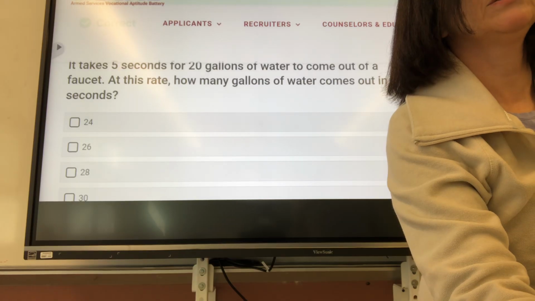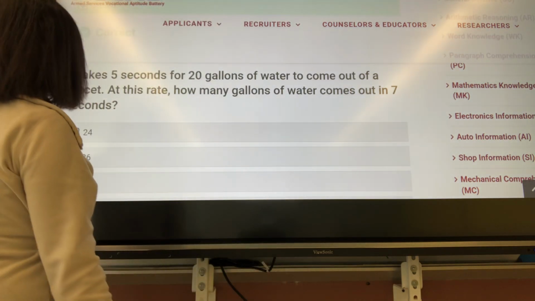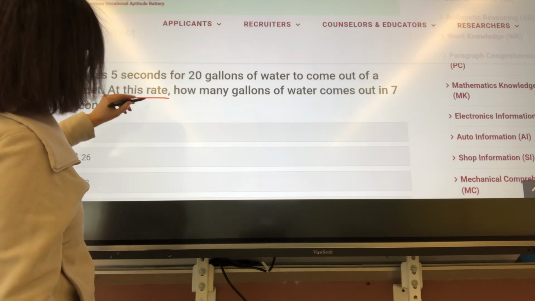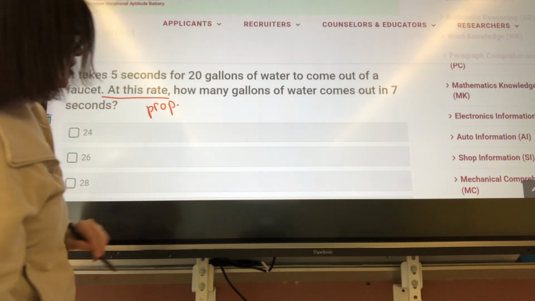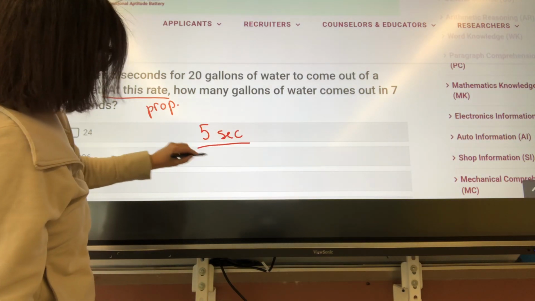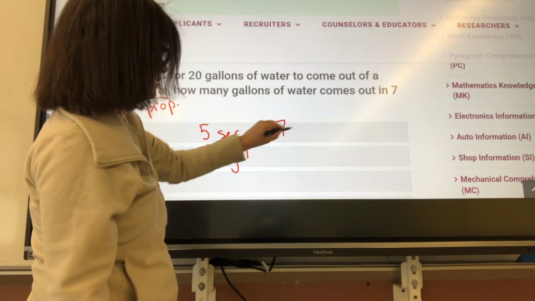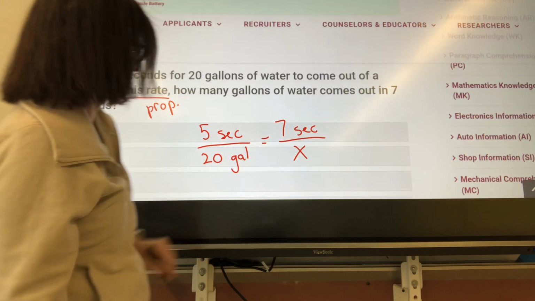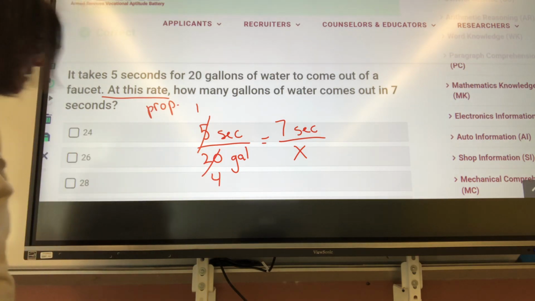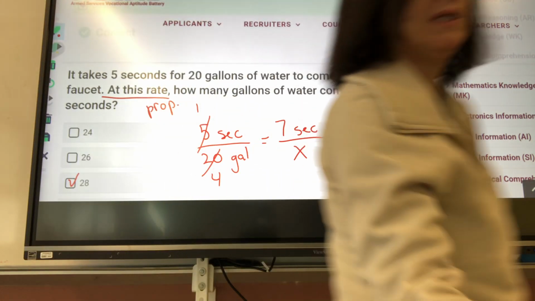And last question, really quickly. It takes 5 seconds for 20 gallons of water to come out at this rate. That is telling me at this rate, ratio, proportion. How many gallons of water come out in 7 seconds? So in 5 seconds, we get 20 gallons. In 7 seconds, we are going to get X gallons. I can simplify this side over here, divide both numbers by 5, because then I can do the math faster in my head. 7 times 4, 28, and we are finished.